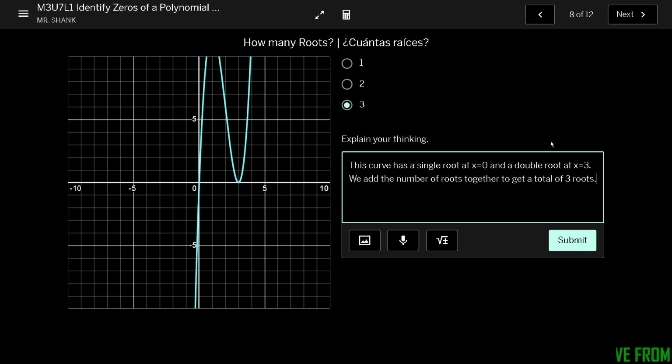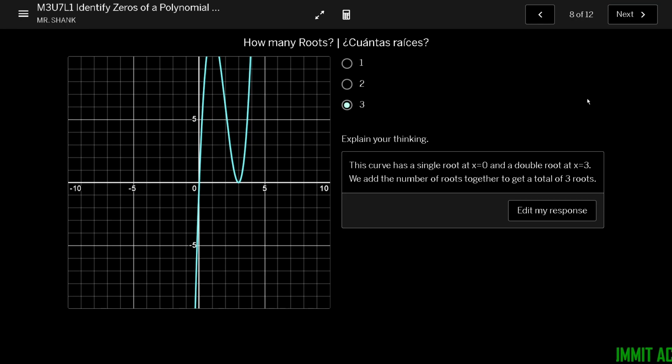So even though I see it hit the x-intercept twice, I have to make sure I count carefully whether it has a double root or a single root. Again, make sure you're signed in so that it saves your work. Make sure you hit that submit button.